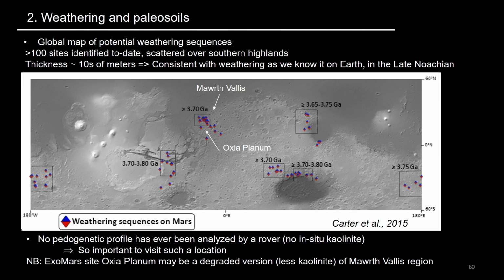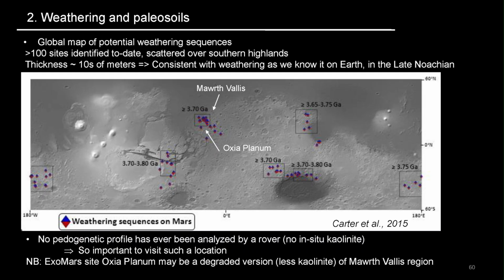What is a weathering sequence? It's a profile in which you have an alteration of the surface, which is very specific, with smectites overlain by kaolinites. That's something you can observe on Earth in some conditions, especially in tropical areas, but not only. And this is what was observed in several places on Mars, these smectites overlain by kaolinite, with kaolinite at the top, and all these terrains are 3.7, 3.8 billion years old.